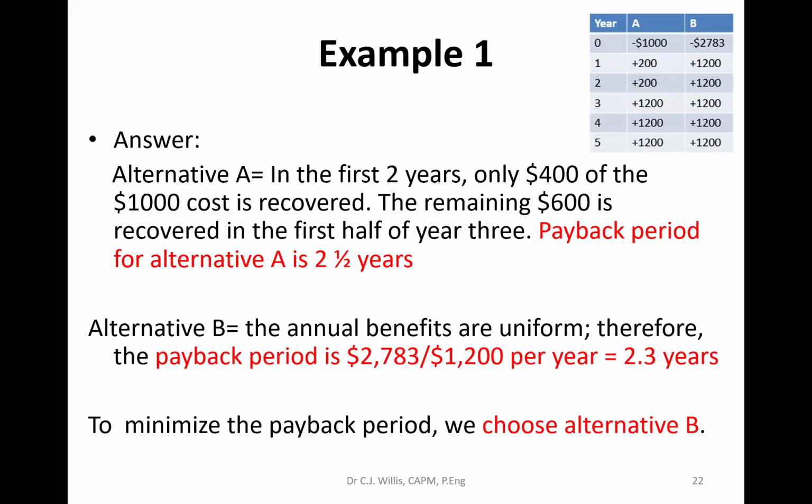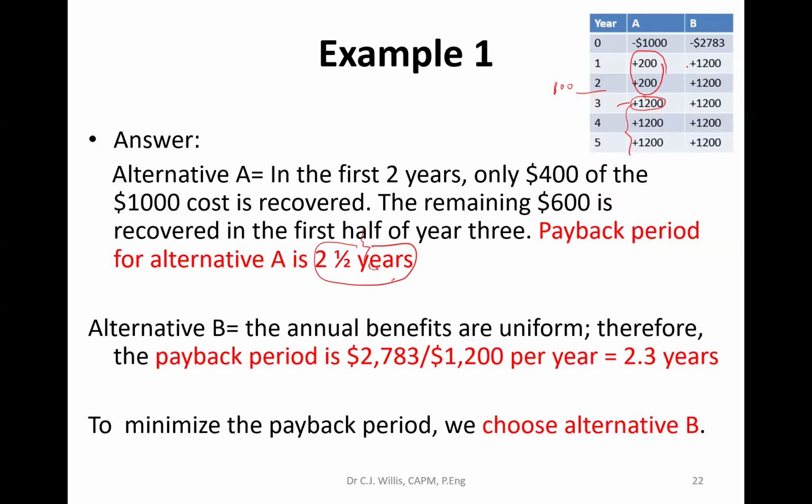Okay. All right. Let's look at it again. The first 2 years, you got $400. So you still need to get $600. But the third year is getting you $1,200. That means half a year you get $600. So your payback period is 2.5 years. Then later on, whatever is happening, you don't care, it is the more money you are getting afterwards. You understand me? So the payback period for the first alternative is 2.5 years.